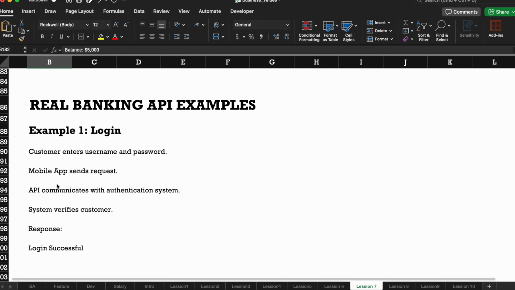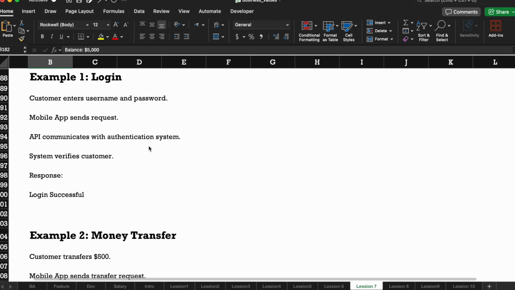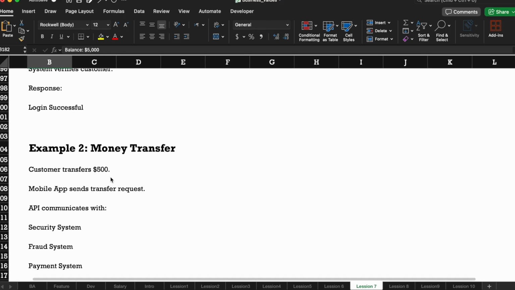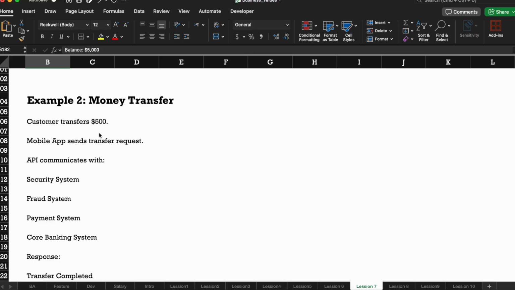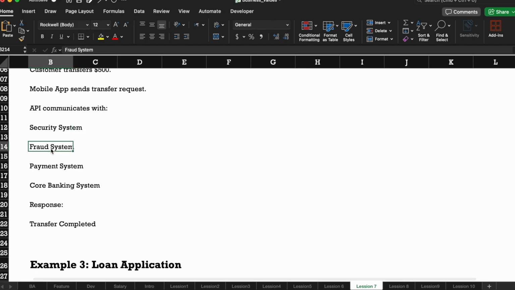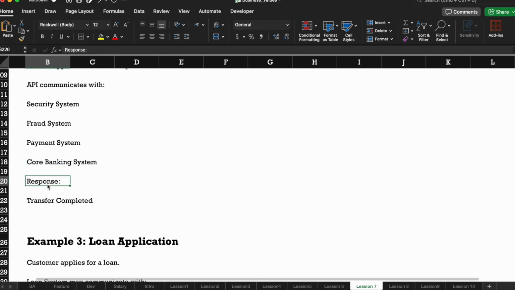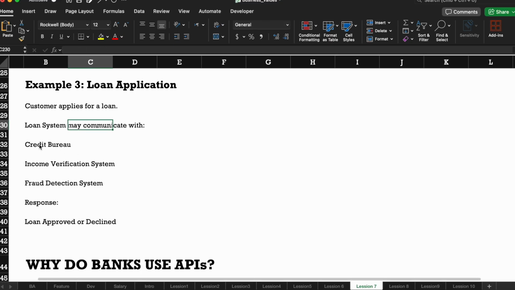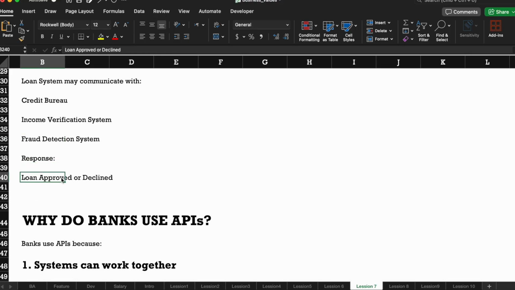So, real banking API example 1: login. The customer enters username and password. The mobile app sends a request. The API communicates with the authentication system. The system verifies customer information. The response will tell whether login is successful. Example 2, money transfer. The customer transfers $500. The mobile app sends a transfer request. The API communicates with the security system, fraud system, payment system, and core banking system. The response: transfer is completed. Example 3, loan application. The customer applies for a loan. The loan system may communicate with the credit bureau, income verification system, and fraud detection system. The response: loan approved or declined.